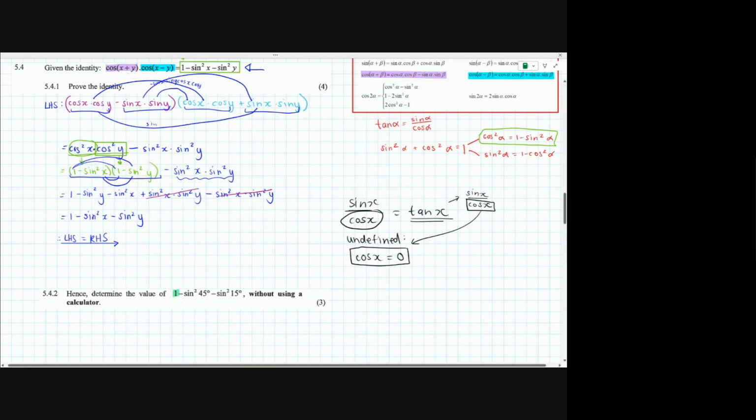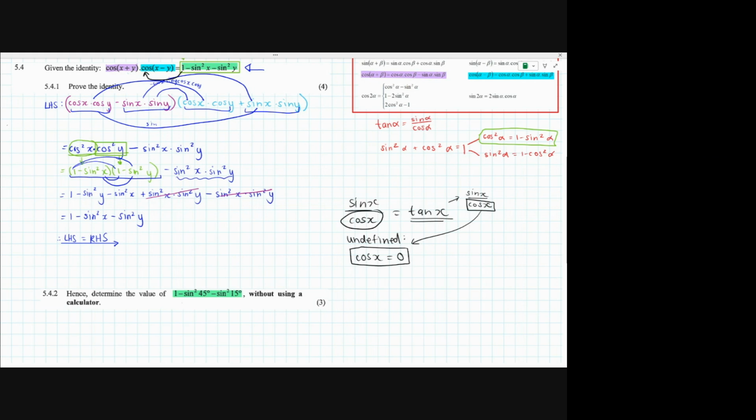Do you see that this expression that they've given us here is essentially this exact right-hand side of my identity? They're the same thing, except instead of x and y, I now have 45 and 15. That's it. What we need to remember is the second it says hence, it's saying you already know something about this expression. And what we already know is that 1 minus sine squared x minus sine squared y is the same thing as cos x plus y times cos x minus y. So all we're going to do is substitute in.